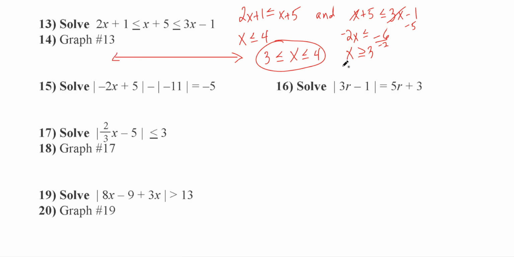So there it is. So where do we put our numbers? 3 right here. Put 4 right here. It's or equal to. What kind of circle do we put if it's or equal to? Closed circle. And we shade everything in between. Okay? All right. What about this one?